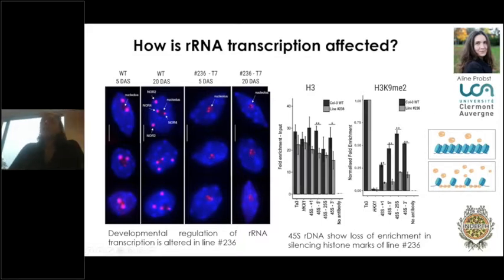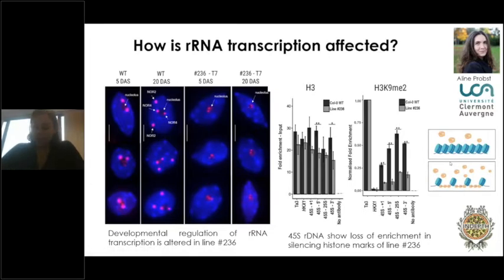In my second STSM, we were interested in exploring the epigenetic landscape of the repeats, and we found that there is a drastic loss in silencing marks, such as H3K9me2, which is a silencing histone mark. Tied with this, it gives us an explanation of the fact that there is a maintenance of gene dosage of ribosomal RNA.